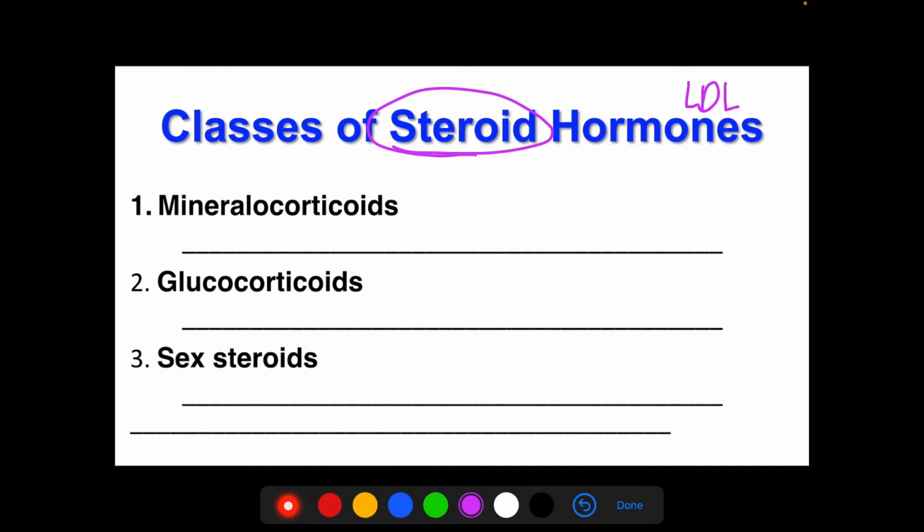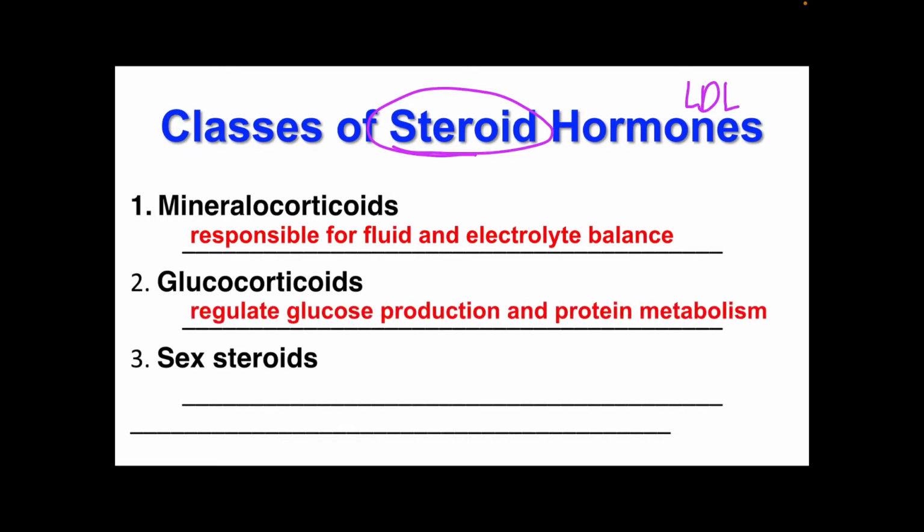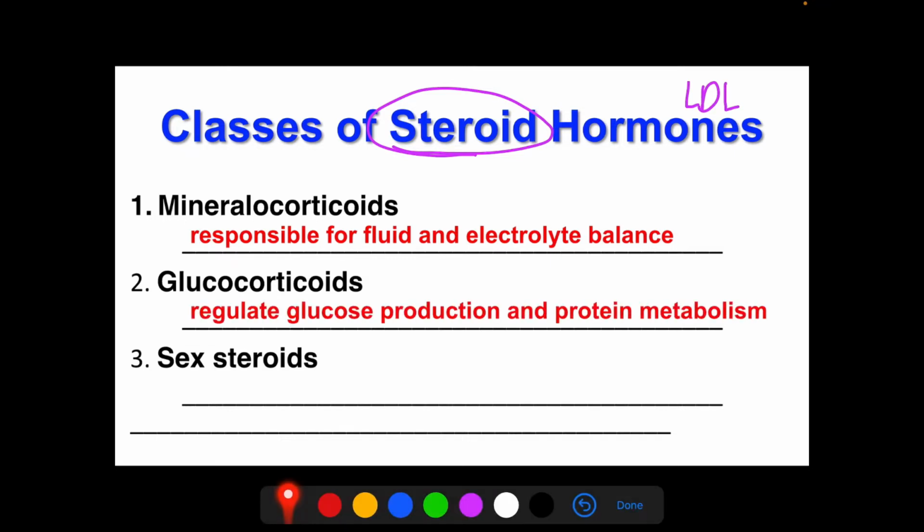So again, we have the three major classes of steroid hormones. So they are again produced in the adrenal cortex. So number one are your mineralocorticoids. So again, they are responsible for fluid and electrolyte balance of the body. Next one, we have the glucocorticoids, which regulate glucose production and also protein metabolism. And also, we have the sex steroids that regulate sexual development, and they also control many aspects of pregnancy. So you will know that as we go along with our discussion.